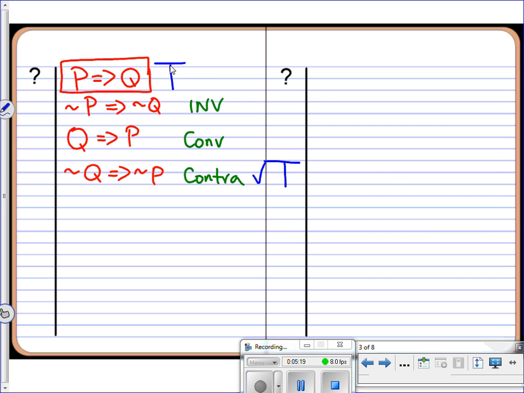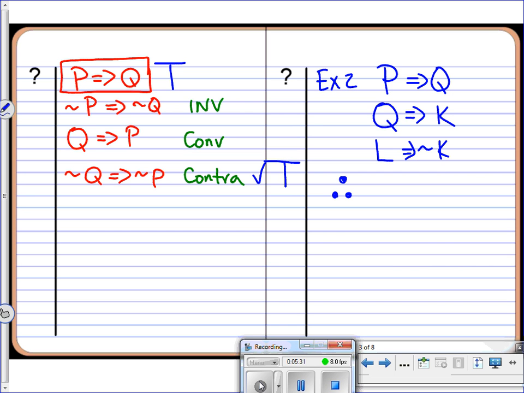All right, I want you to keep this in mind, that these two statements are interchangeable. So if you see a statement P then Q and you want to exchange it with the contrapositive, you may, in order to keep it going. Now, there's a reason I'm bringing this up. Now I have this series of conditional statements: P then Q, Q then K, L then not K.